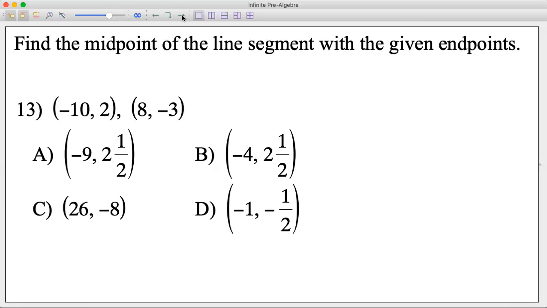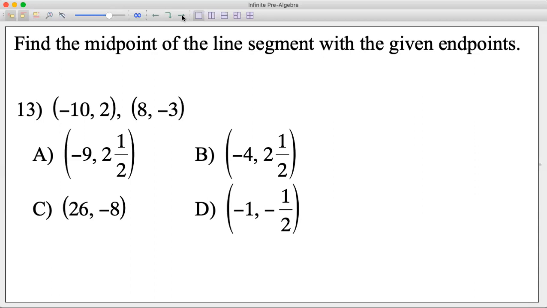M for midpoint. Write this down, please, everybody. M for midpoint. Gabby, you remember this one? Now she's panicked. What is it? M equals x1 plus x2 divided by 2, comma, y1 plus y2 divided by 2.